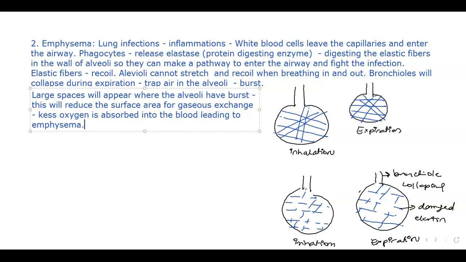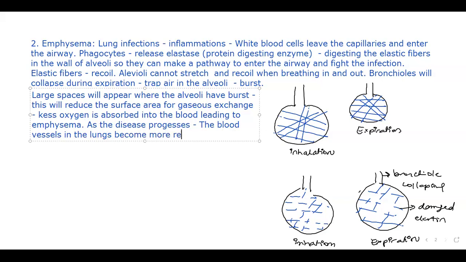So as the disease is going to progress, right? As the disease progresses, a person has developed emphysema. Your patient has right now developed emphysema. If it's not treated right there and then, let's say the person is smoking, they do not give up smoking right there and then, right? As the disease is going to progress, what's going to happen? The blood vessels in the lungs become more resistant to the flow of blood, right?